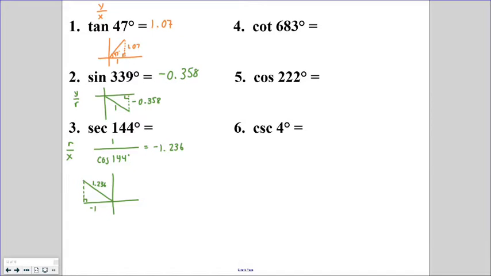Number 4, we're taking the cotan of 683 degrees. So again, we're going to do cotan like we did secant. Cotan is the reciprocal of tangent. So in my calculator, I am typing in 1 divided by the tangent of 683 degrees. And we get negative 1.327.